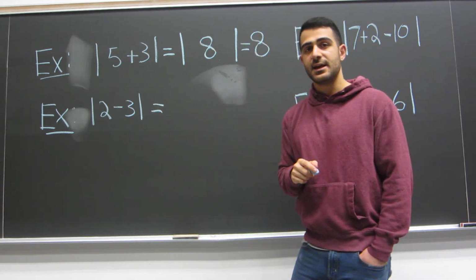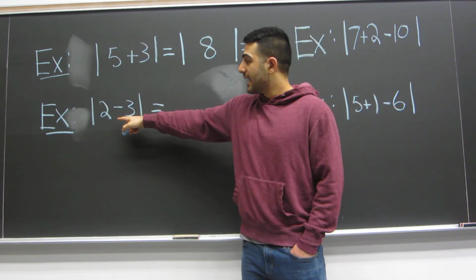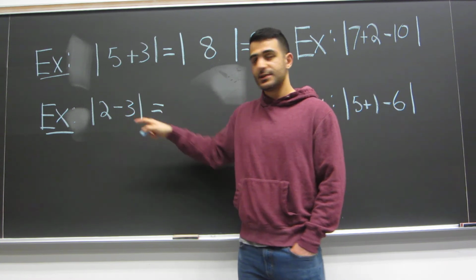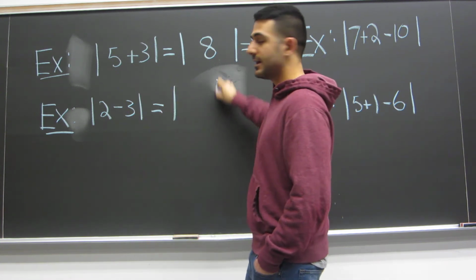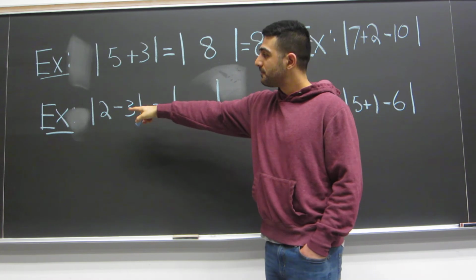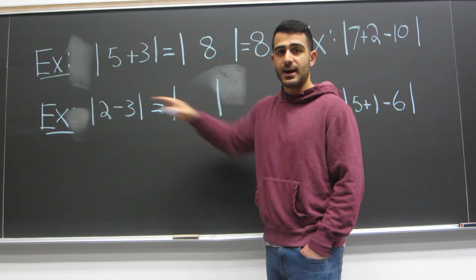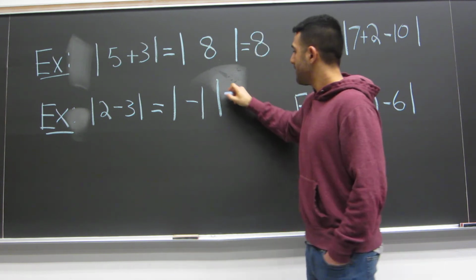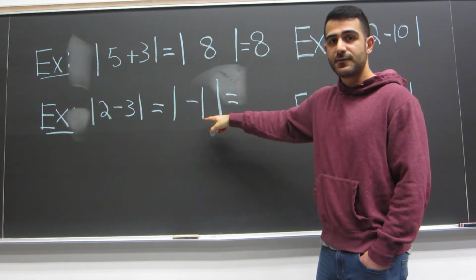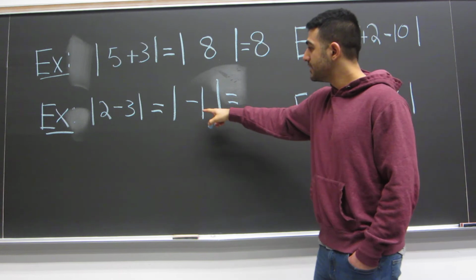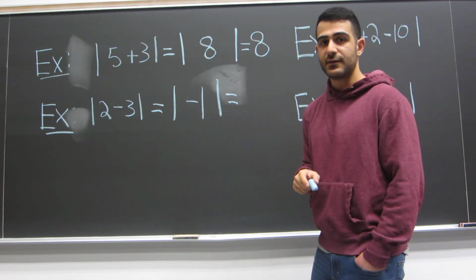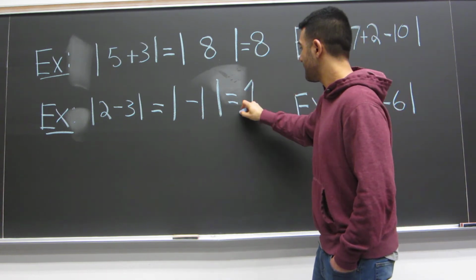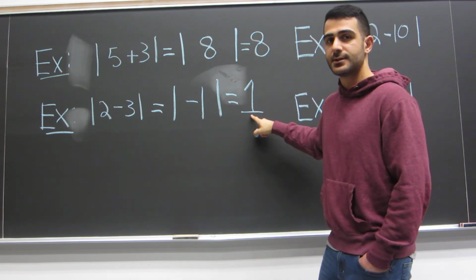Let's do the next example. Again, we can simplify the expression inside, so we keep the absolute value symbol. We say, what is 2 minus 3? That's negative 1. Can we simplify this anymore? No, we can't. So what is the absolute value of negative 1? That's 1. So this is the final result.